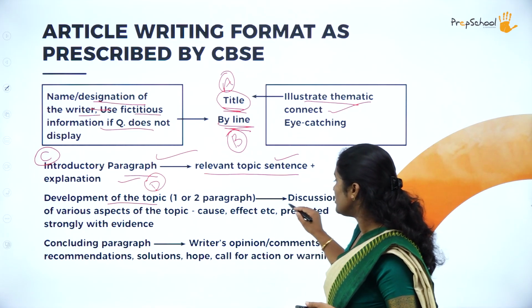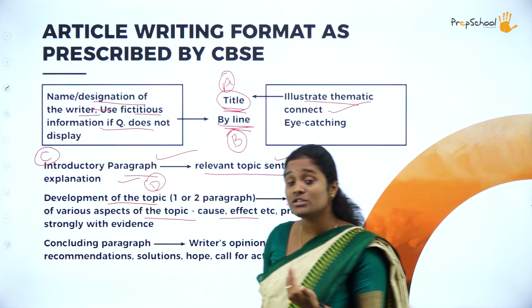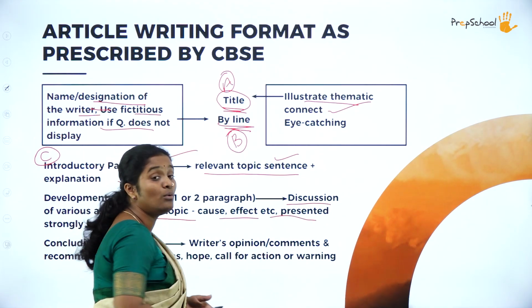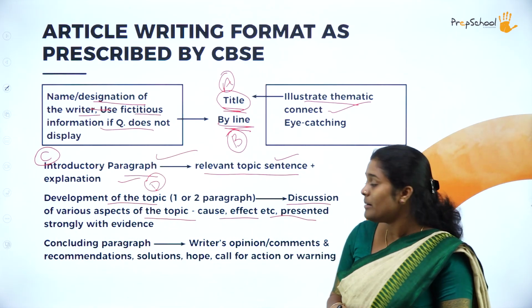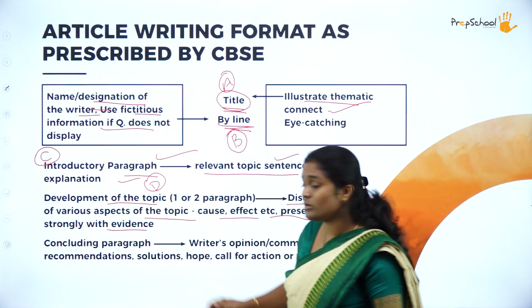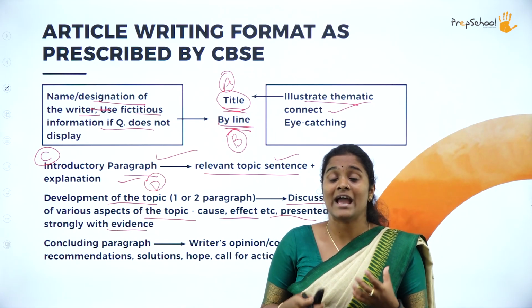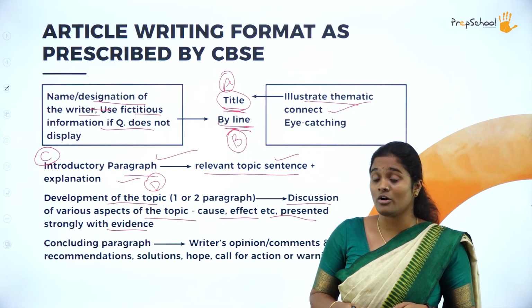You might discuss various aspects about the topic. For example, what are the causes of water pollution? What are the effects that it is having? And the way of presenting can be very different, and you can think of many ways to do it. But it comes out very strongly if you support it with a lot of evidence, details, statistical data. If that is there, your article can go a long way, my friend.